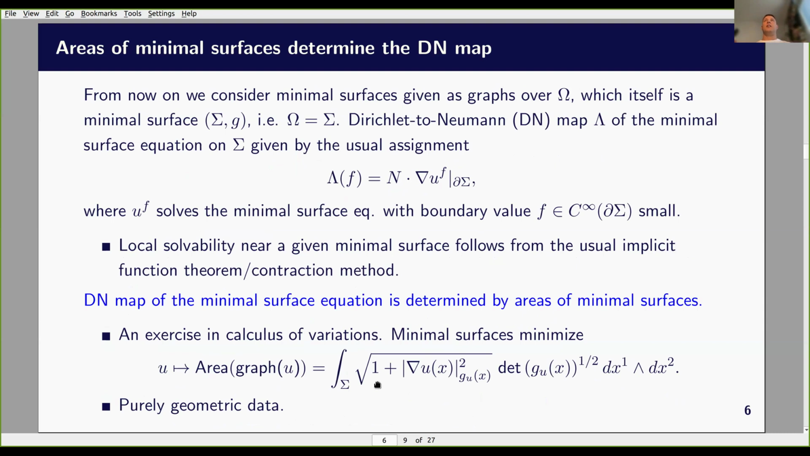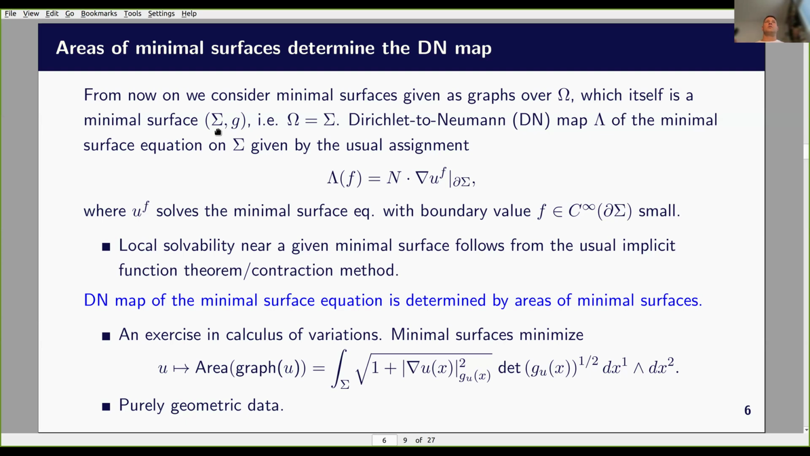Okay, so let's then define the Dirichlet-Neumann map. From now on, I will only consider minimal surfaces which are given as graphs over a surface omega. And now I will make an additional assumption: I will set this omega itself to be a minimal surface sigma. This is a technical thing to do. It's not necessary, but it makes things easier. So from now on and throughout the talk, the minimal surface will be sigma and G without the bar.